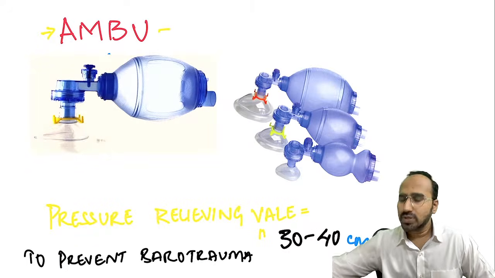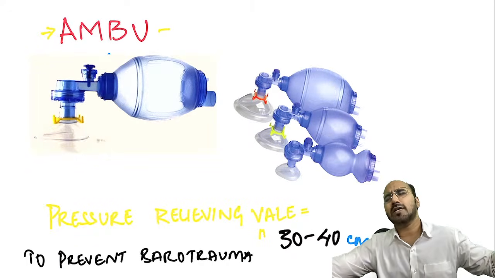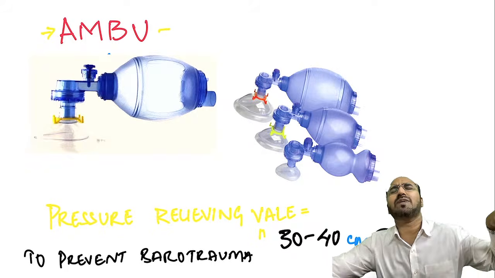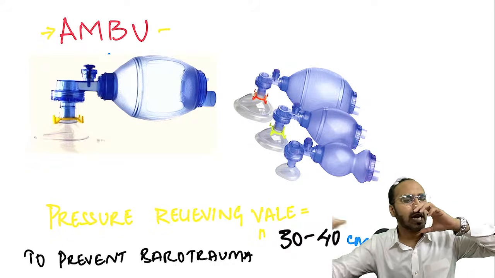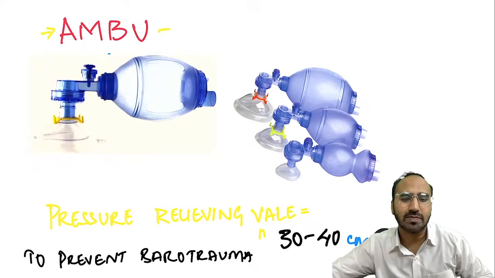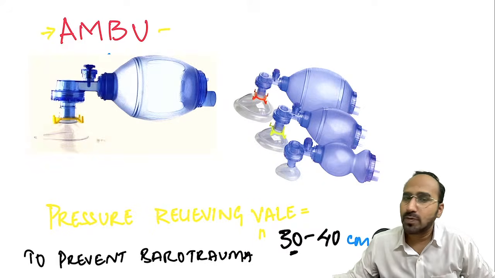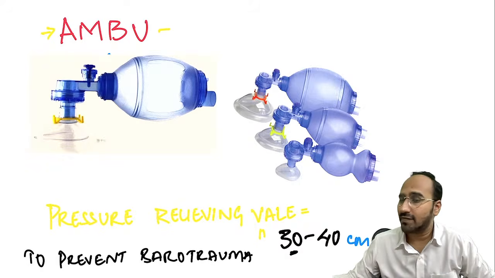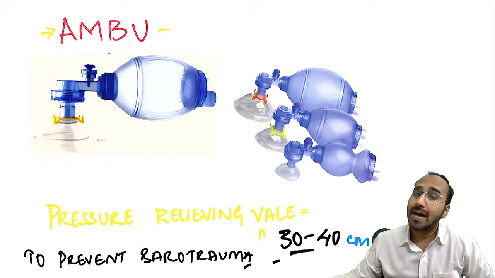Next, AMBU. AMBU is nothing but artificial manual breathing unit. If nothing is there in your hospital and the patient is in a gasping state, not able to breathe, connect the patient to a mask and connect to a bag, which is called the artificial manual breathing unit, AMBU bag. There are different types of AMBU bag, but the pediatric AMBU bag usually has a pressure relieving valve that relieves the pressure at 30 to 40 centimeters of water to prevent barotrauma.